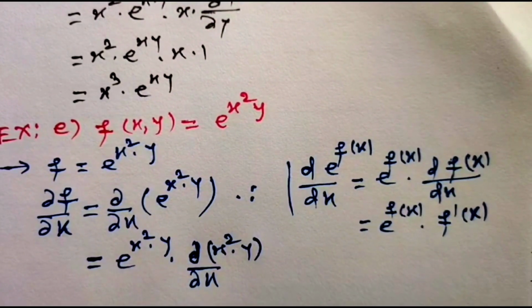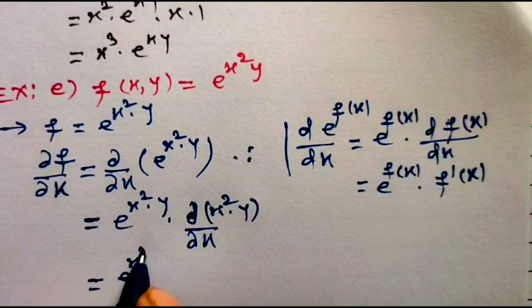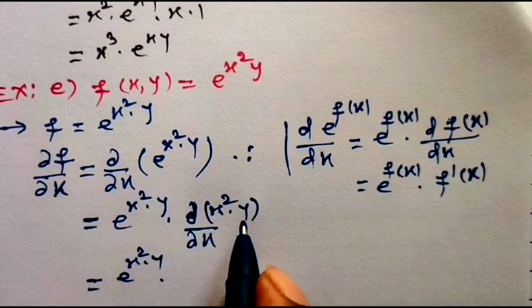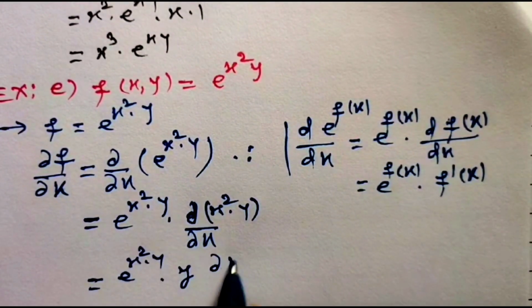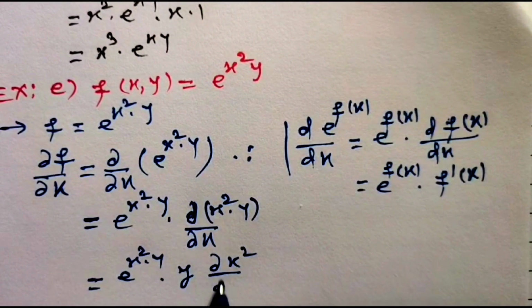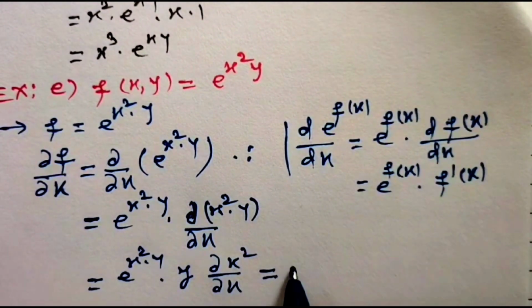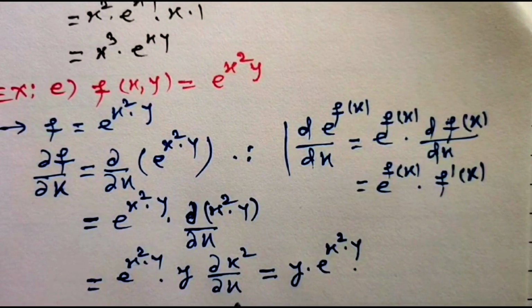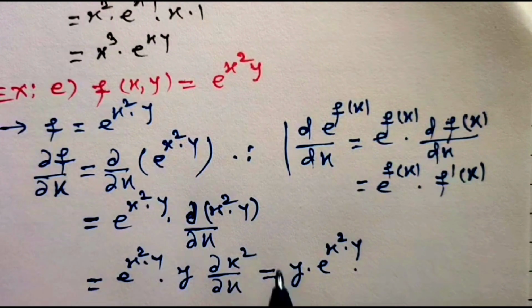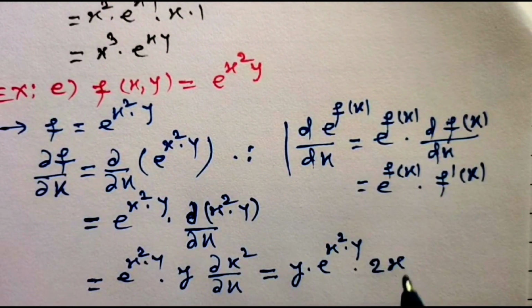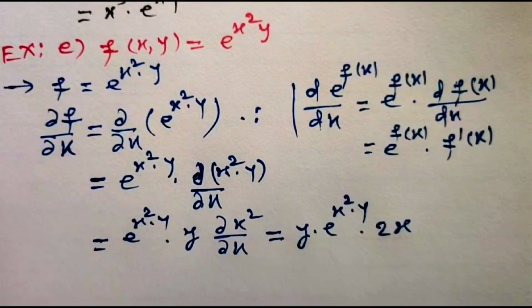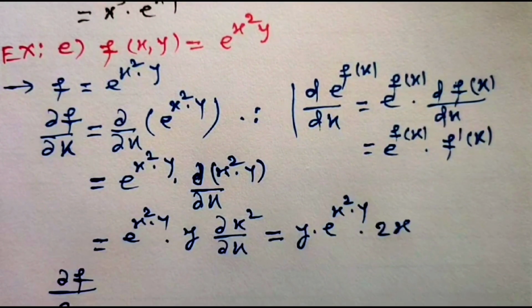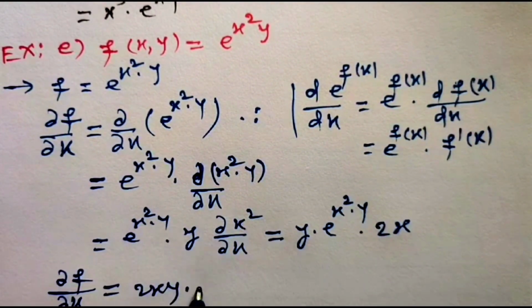So this is equal to, we can write e to the power x square y, where y is a constant coefficient, and then the partial derivative of x square with respect to x. This is equal to y into e to the power x square y into the derivative of x square with respect to x, that is 2 into x to the power 2 minus 1, that is 2x.